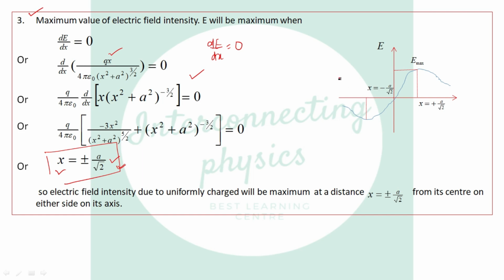So let's see in the graph, if x is plus a by under root 2 or x is minus a by under root 2, we see the electric field is maximum here. So it means the electric field intensity due to a uniformly charged ring will be maximum at x equal to plus minus a by under root 2 from the center of the ring on either side of its axis. Means this side or this side, the value will be maximum on both sides.